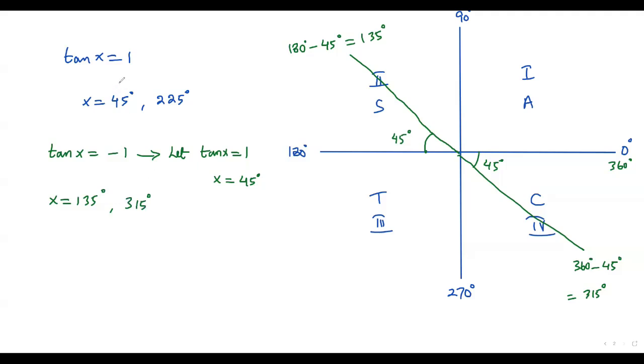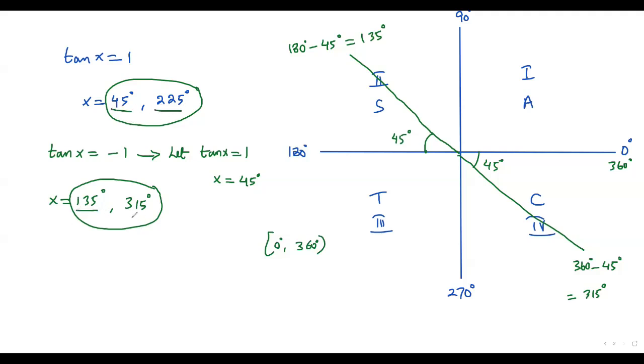Okay, so solving the two equations, tangent x equals 1 and tangent x equals -1, I got four values for x: 45 degrees and 225 degrees from the first equation, and from the second equation, tangent x equals -1, I got 135 degrees and 315 degrees. So all these four values of x are in the interval 0 degrees to 360 degrees. So all these four values, 45 degrees, 225 degrees, 135 degrees, and 315 degrees, can be considered as principal solutions to the given trigonometric equation.